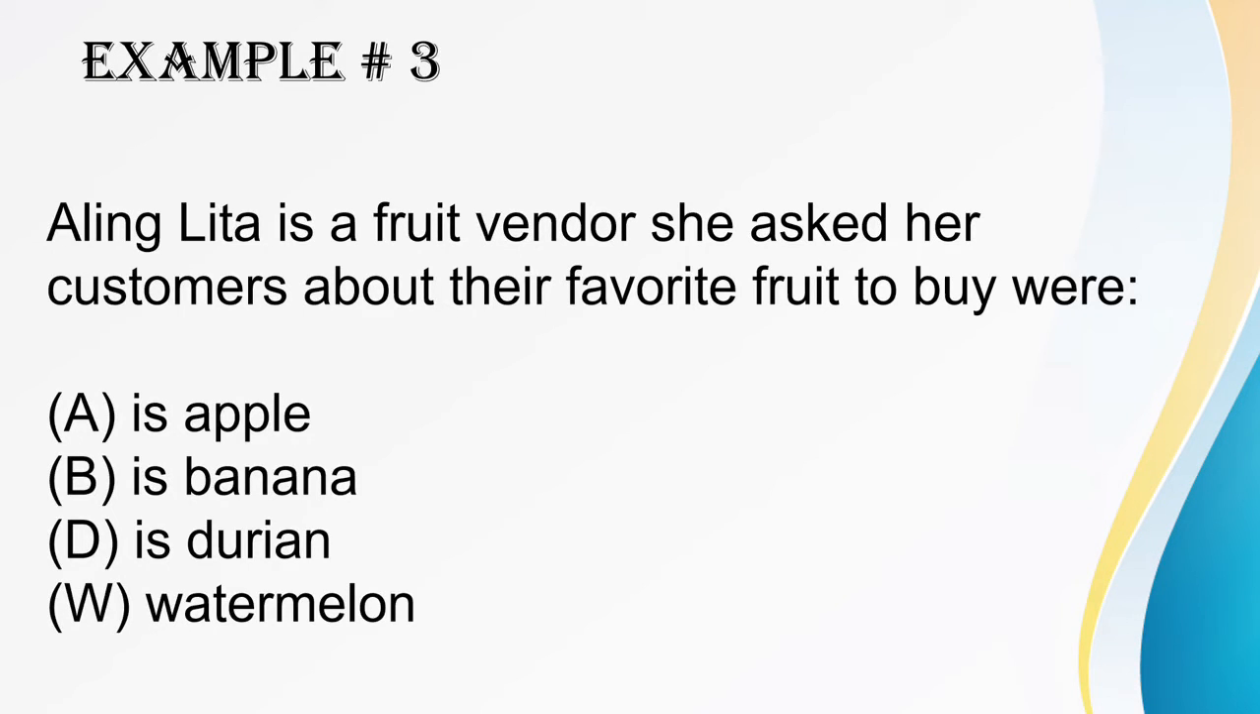As we already know how to solve the pairwise comparison method, I left another example here for you to try and solve. So an example runs like this. Example number 3. Aling Lita is a fruit vendor and she asks her customers about their favorite fruit to buy, where A is apple, B is banana, D is durian, and W is watermelon.